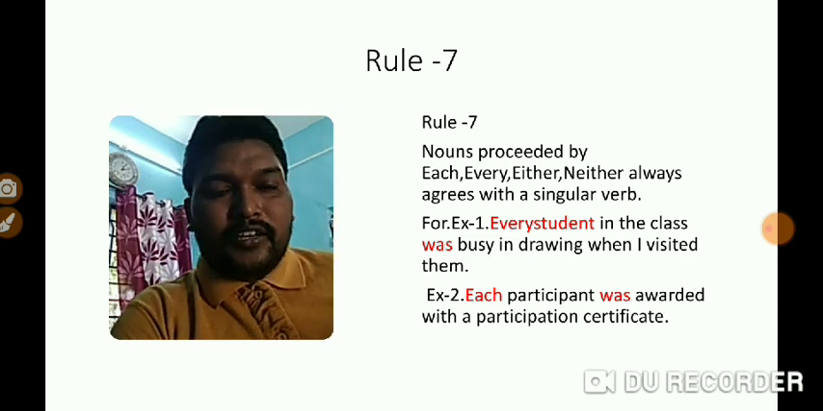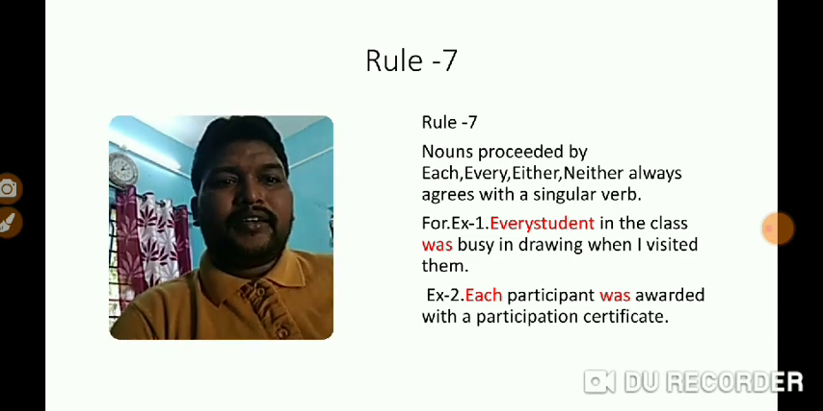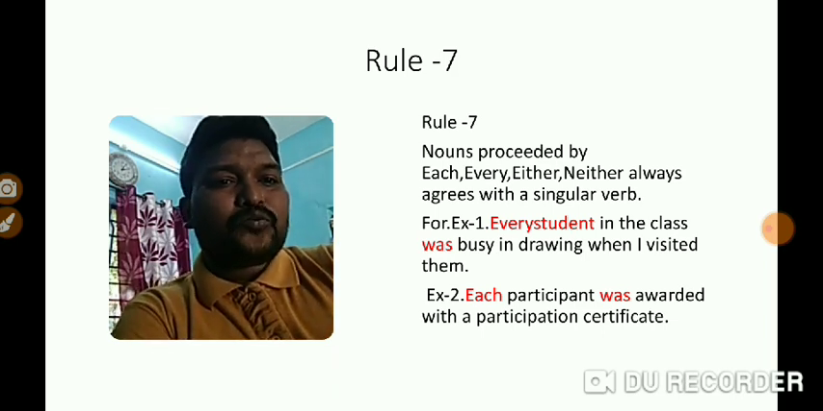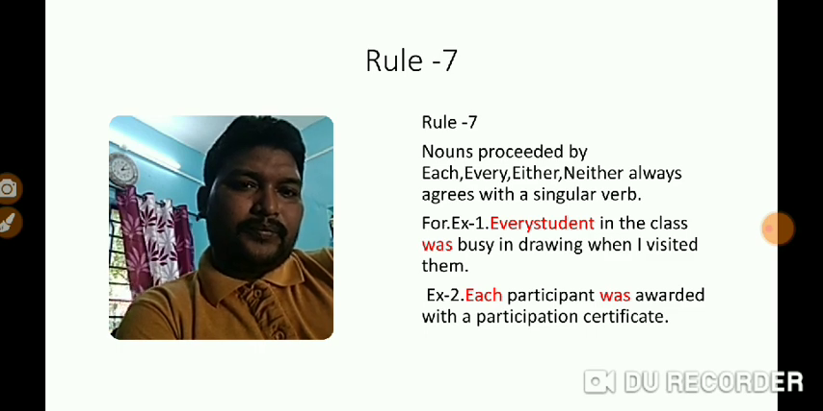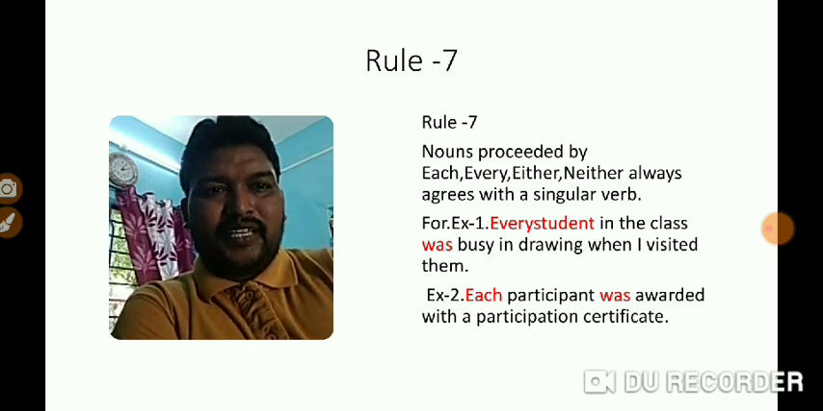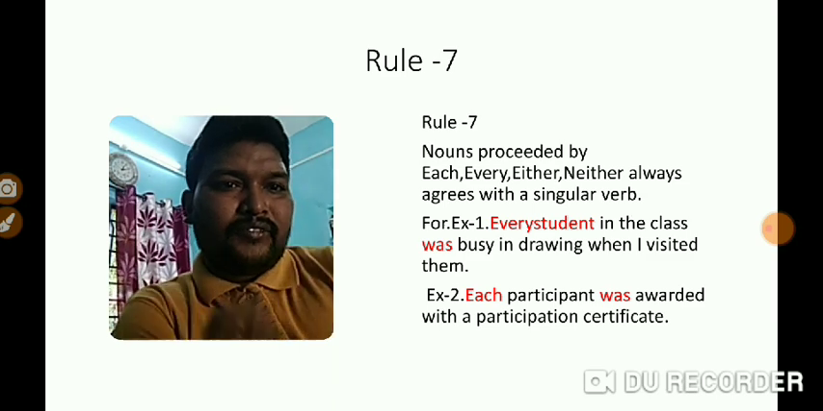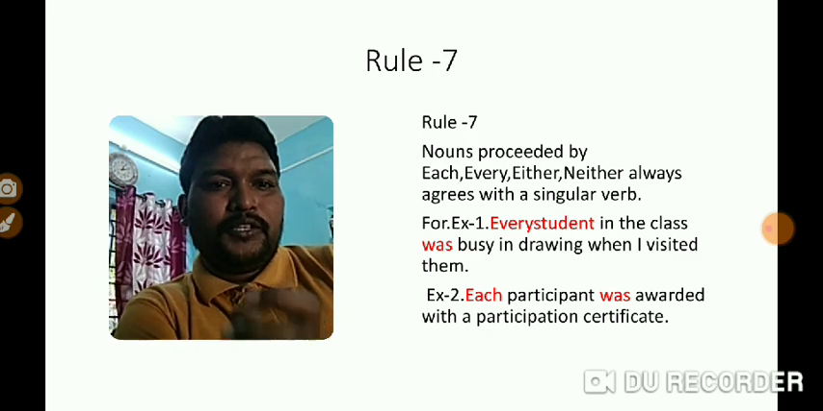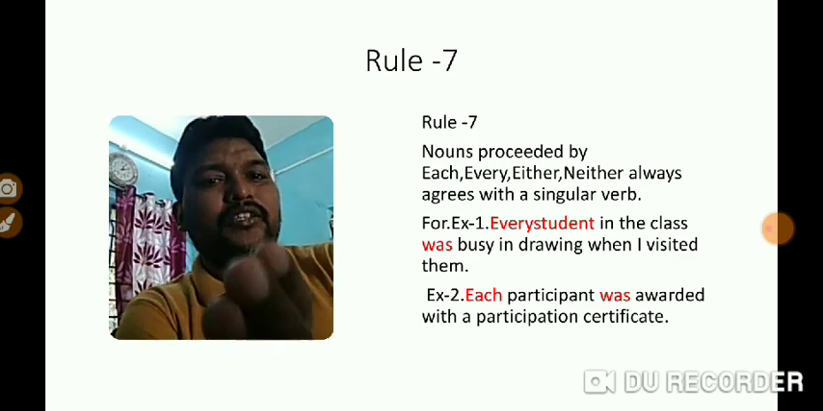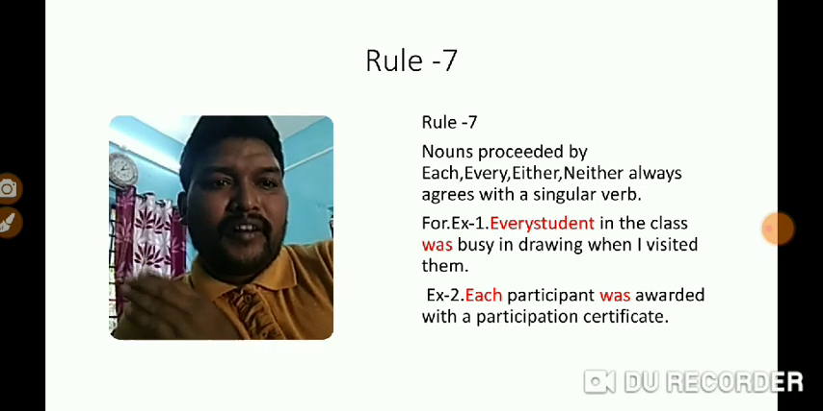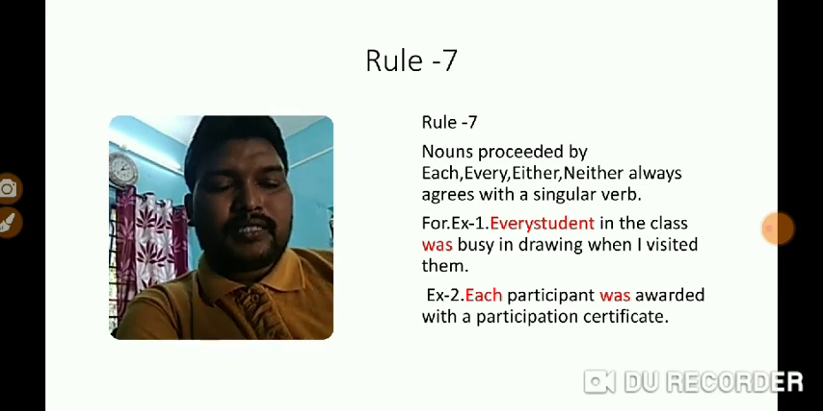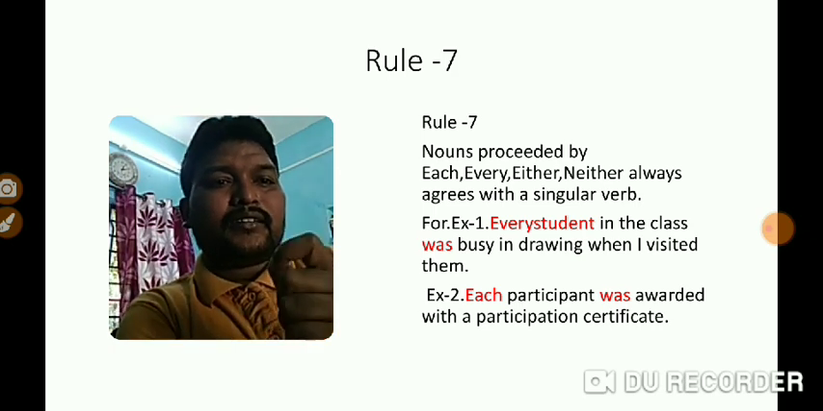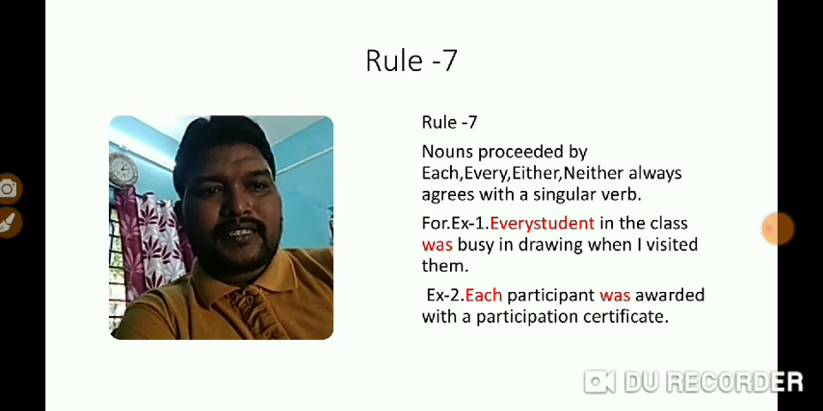Now you see, nouns preceded by each, every, either, neither always agree with the singular verb. Okay, what does it mean? If the subject has every, each, neither, either, any of these words used before it, preceded means used before it, then what happens? In such cases, the verb usually takes a singular form.